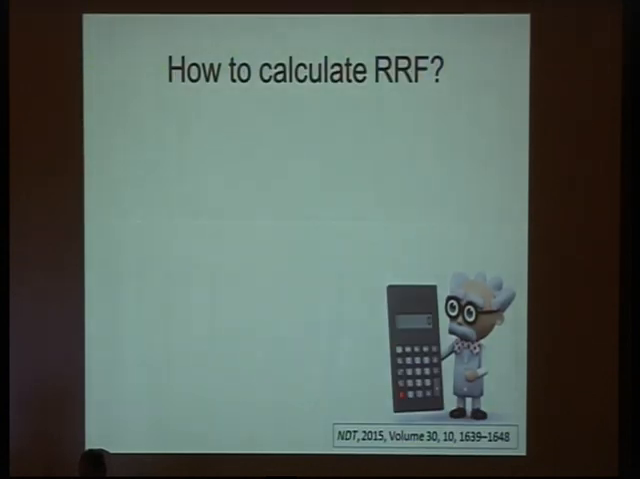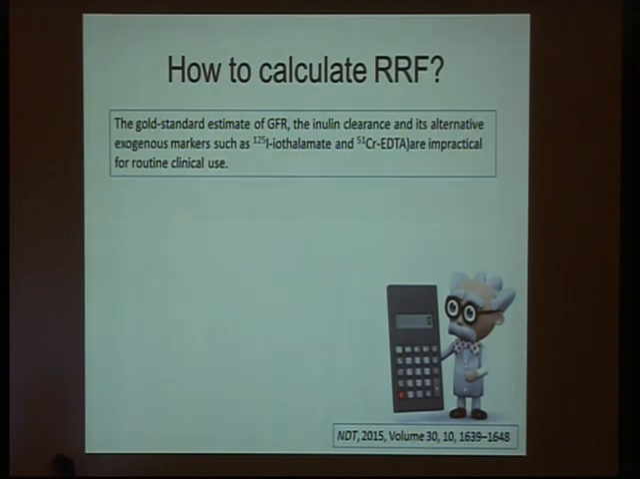So how do we calculate residual renal function when using or generalizing incremental dialysis? Because residual renal function is an estimate of the glomerular filtration rate, the gold standard, which is inulin clearance, and its alternative exogenous markers are impractical for clinical use. Similarly, inulin clearance requires continuous inulin infusion, and the alternative markers may show extrarenal elimination or excess tubular secretion or reabsorption, so they are impractical.